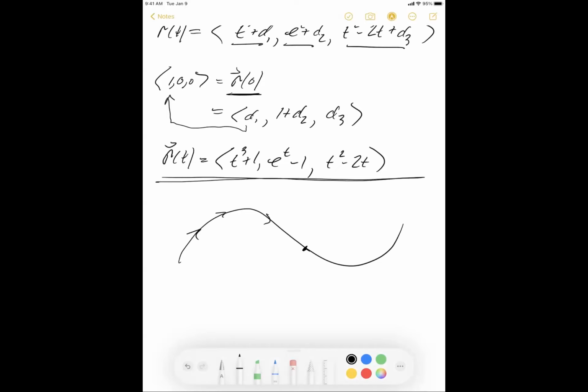At t equals 1, the particle slips off its track and it actually then goes in the direction of its tangent line. And so what we want to figure out now is, where will that particle be 1 second later? So let's figure out where it was when t equals 1. When t equals 1, that point is going to be (2, e minus 1, negative 1).